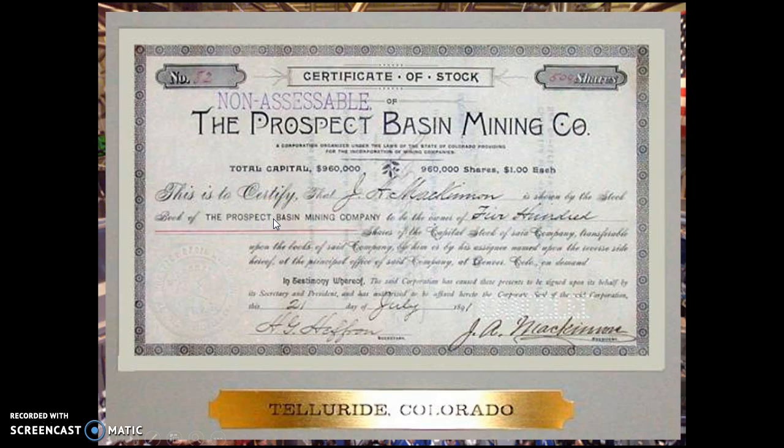Okay, so this is a prospect-based mining company. This is just an example of stock. And this shows you, for example, $960,000 for 960 shares. So he invested in this company for $1 each. Okay, so that's how much those are worth. So if you think about if the stock goes up to $1, or let's say $2, then this is going to double the amount of money that they have because they bought it for $1. So if it goes up to $2, then their amount of money is going to double.